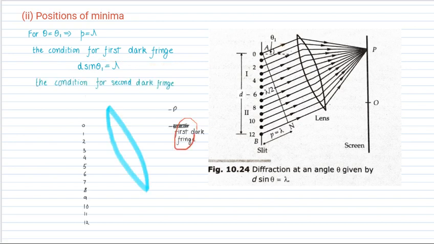This one was your first dark fringe. Now let us derive the condition for your second dark fringe. For the second dark fringe, consider one more point P such that this time the rays are diffracted at an angle theta 2. Earlier it was theta 1. Now consider the rays are being diffracted at an angle theta 2, and the light produced by all these points on the slit width is focused at this point P.